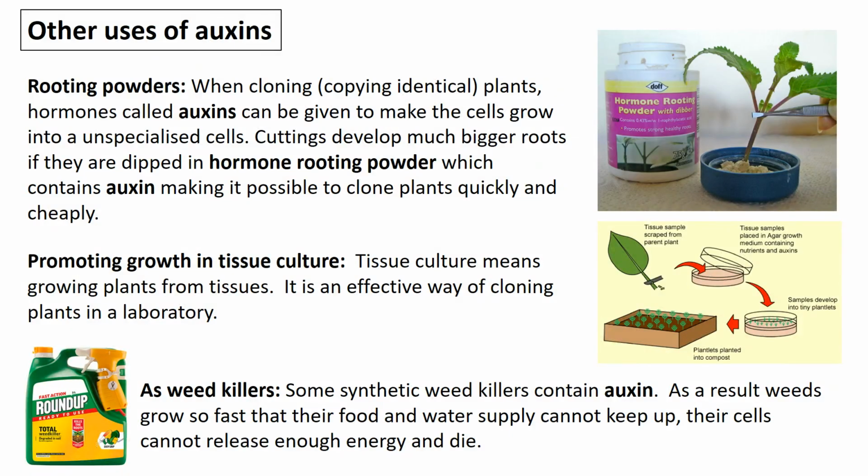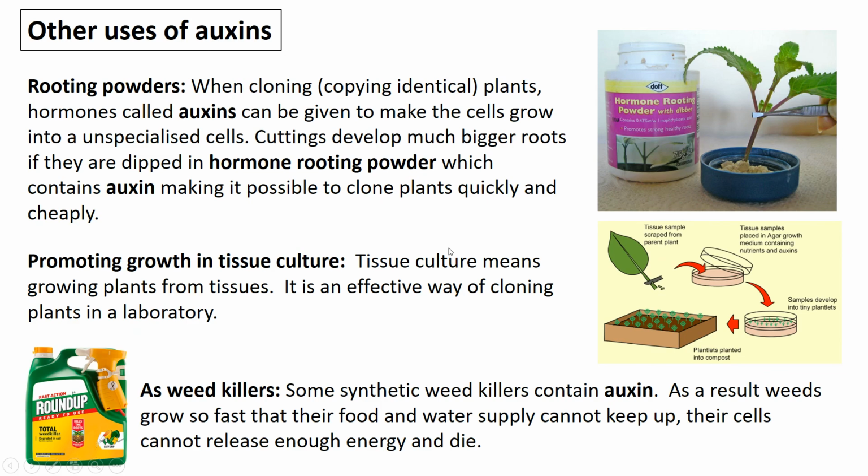Other uses of auxins, we can start to think about auxin responses in the plant and how to basically use them as scientists and gardeners to help us grow our plants more effectively. So some other uses are as rooting powders. We can actually take a cutting from a plant and put it into rooting powder and then get the auxins, because it stimulates growth, to make more roots grow. So it helps us to grow plants much better.